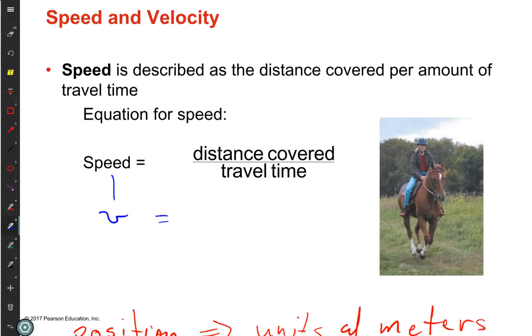And you're probably wondering, why would V equal speed? There's no V in speed. Velocity. The V stands for velocity. So what's the difference in speed and velocity? Do you know, Eric?